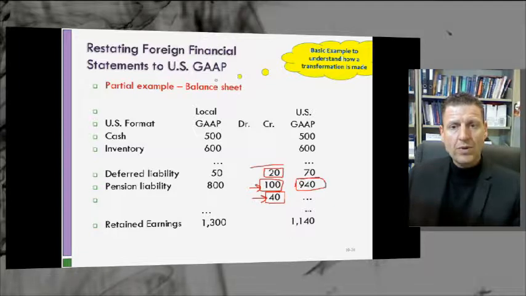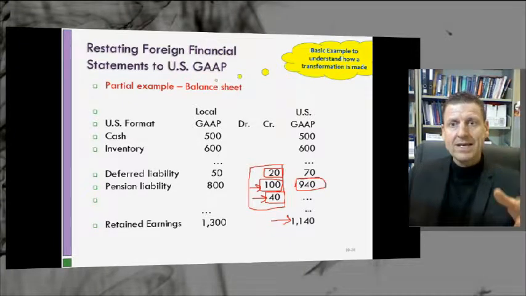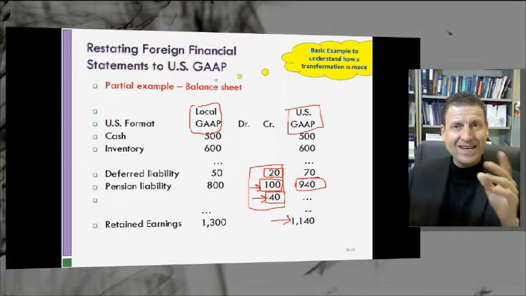And all three of these items, 20 plus 100 plus 40, is 160. Now your retained earnings is 160 less. And that's what we mean by making a financial transformation of the balance sheet from local GAAP here to US GAAP here. And that's how you do it.